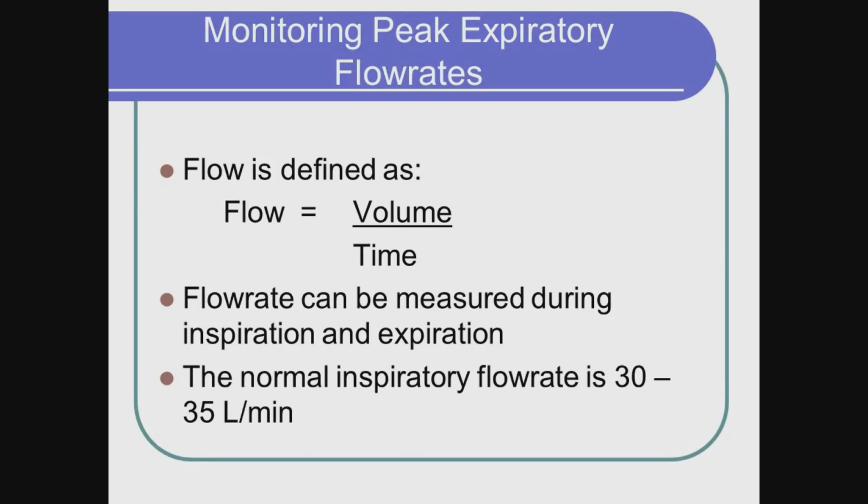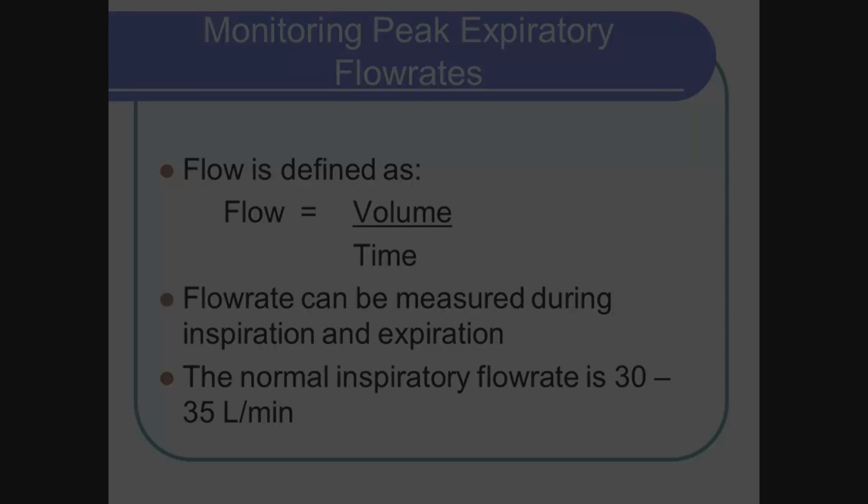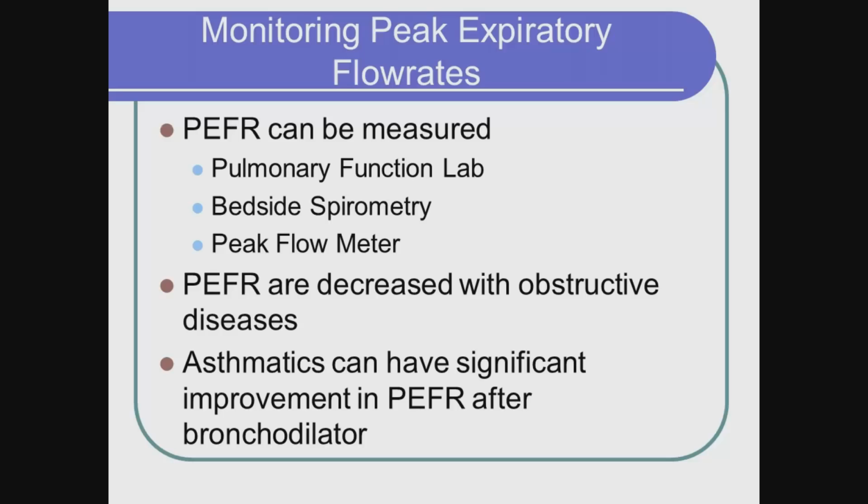Peak flow, if you remember, flow is basically volume per unit time, and we can measure either the inspiratory peak flow or the expiratory peak flow. Normal inspiratory flow is somewhere on the order of 30 to 35 liters per minute. Remember that with the DPI, we want to be able to generate at least that, if not more, usually about 50 liters per minute to make the device function.